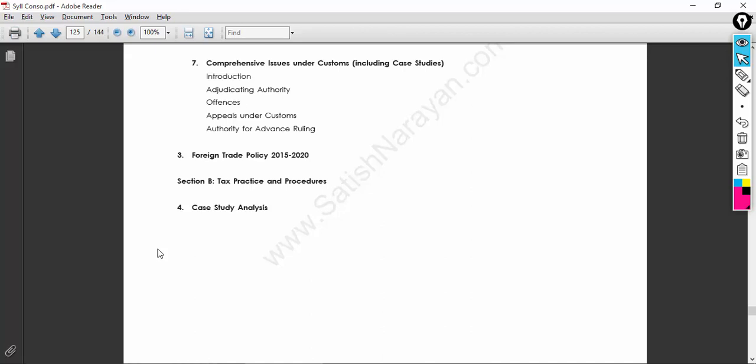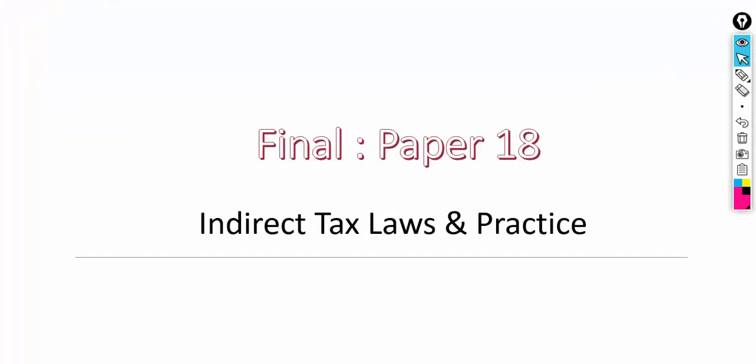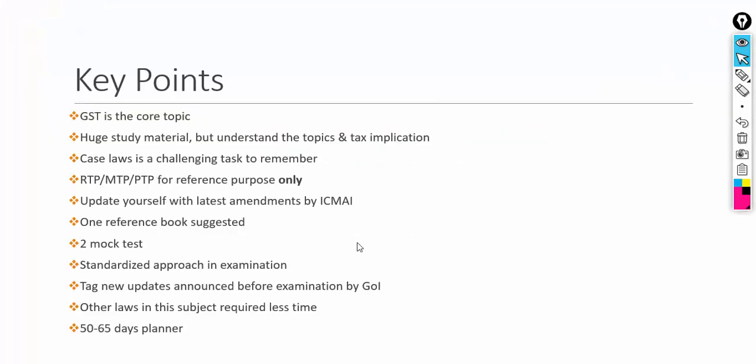Similarly, you can try to set a target of 70 marks in your indirect taxation. At least you will end up getting 55 to 60 marks in your indirect taxation. Perfect. And let's go to the key points as per my experience.